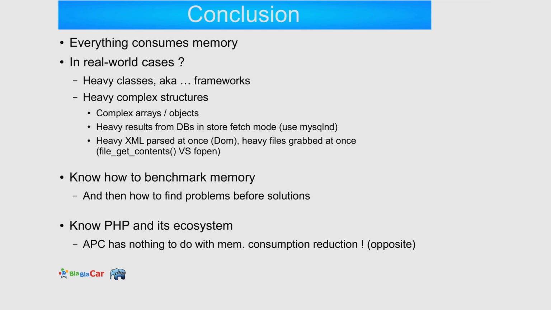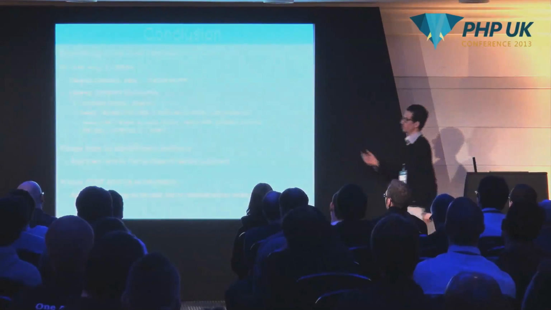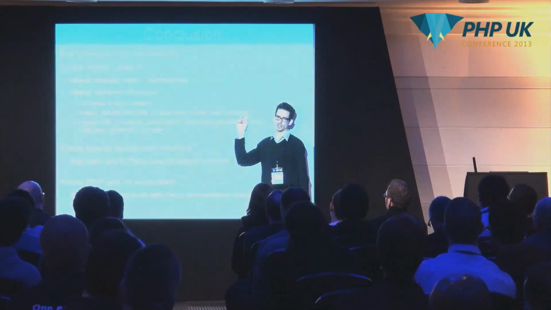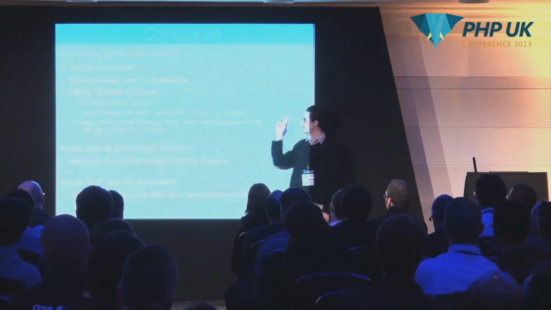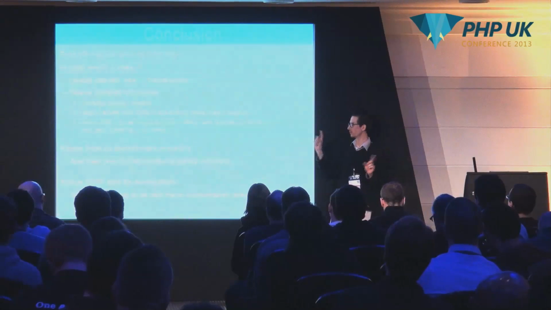In real-world cases, it's a big DOM document. When you use DOM document, you know that it actually parses all the XML. Big strings, big file_get_contents, complex arrays. Arrays are tricky. I have things to say about arrays, things you should know. I will tell you later because I'm out of time now. Heavy results from databases: using the MySQL native driver is very smart for your memory. When you use libmysql, you get twice more memory fetching a result than with MySQL ND.